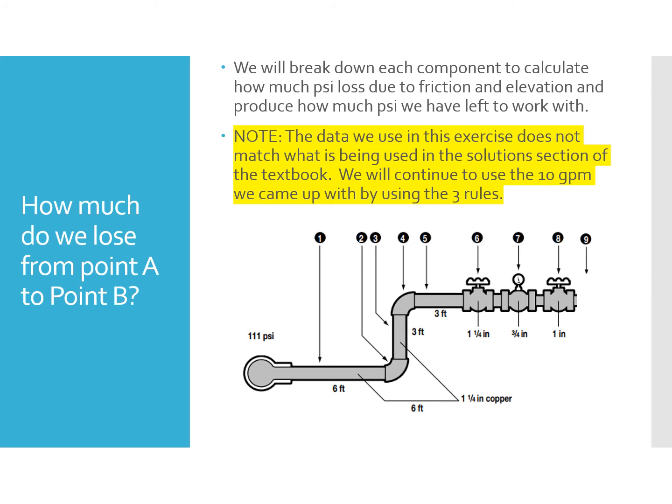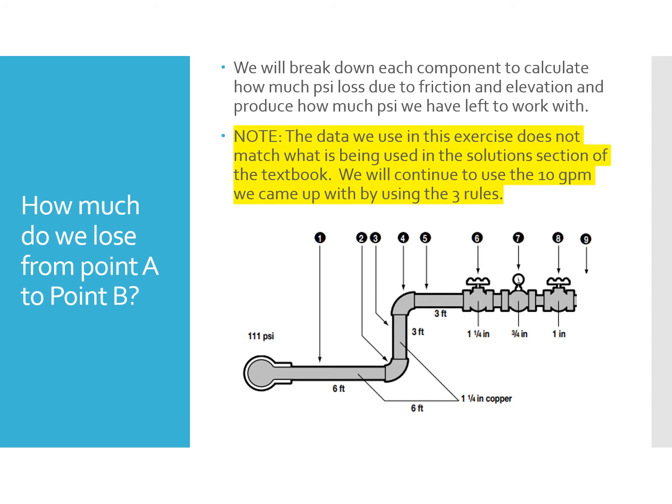So now we're going to break down each component in this system to figure out how much PSI loss we're going to have due to friction and elevation, and how much PSI we're going to have left to work with. One thing I want to point out about this chapter in particular is that in the Rain Bird textbook, they go from one calculation to another without a clear explanation of why they're doing it. So over the period of time that I've been teaching this class, I've decided that I would rather continue to show you how to do it correctly using those 3 rules rather than following along with the catalog, where they shifted gears with no explanation.